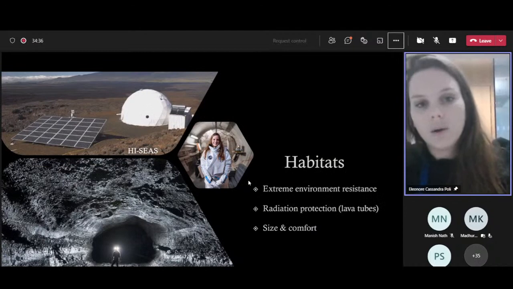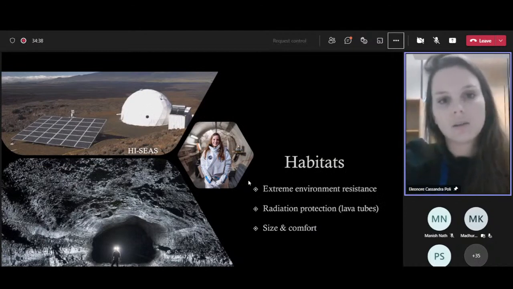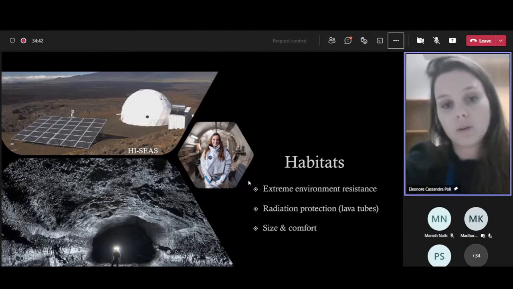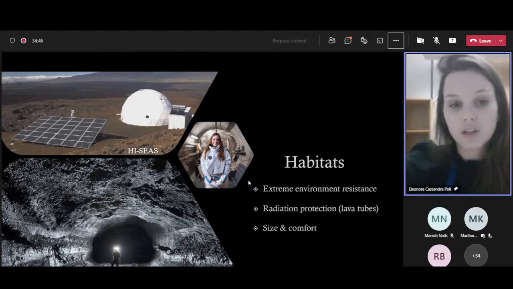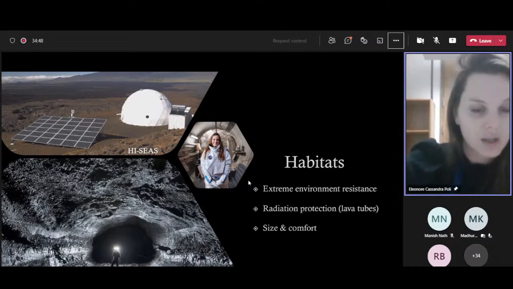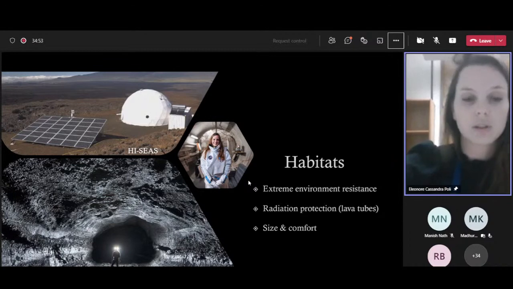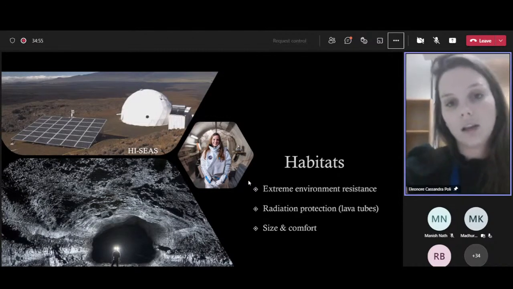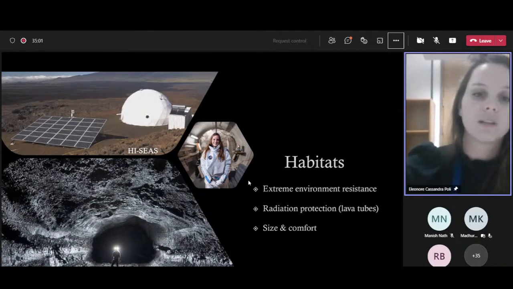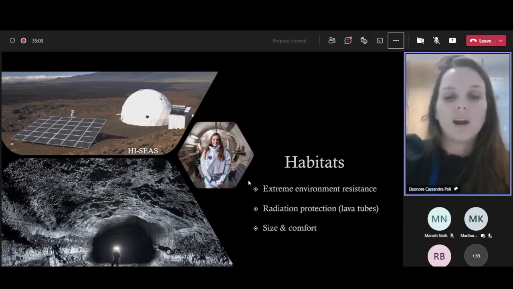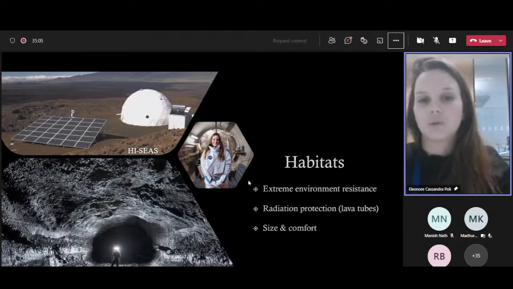So habitats. Here you got 3 different habitats. The top one is HI-SEAS. It's a base that is in Hawaii for Analogue Space Mission. The bottom one is the CHASM Analogue Space Mission, which is an Earth Moon Mars project, and it was basically taking place in Iceland last August in a lava tube. And in the center, it's me doing the space mission Asclepios. We were in a tunnel underground, 450 meters underground, 1.5K away from the surface in a mountain in Switzerland.